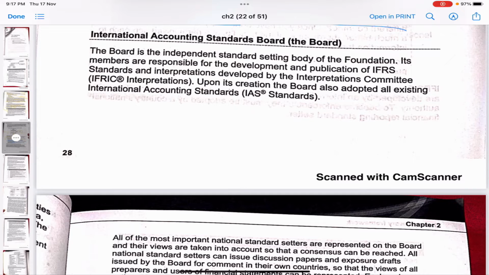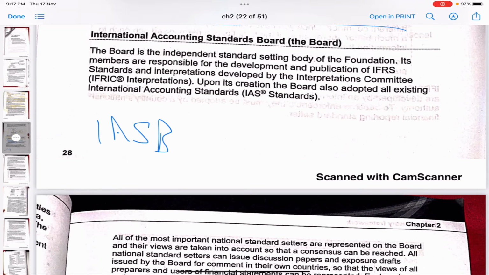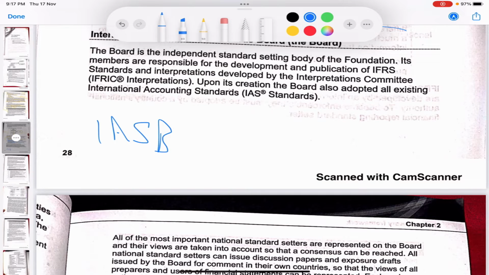International Accounting Standards Board. So this is the board, IASB. Let's see that the board is the independent standard setting body of the foundation. Its members are responsible for the development and publication of the IFRS. So who is responsible for the development and the publication of the IFRS? The IASB is responsible for this, right?